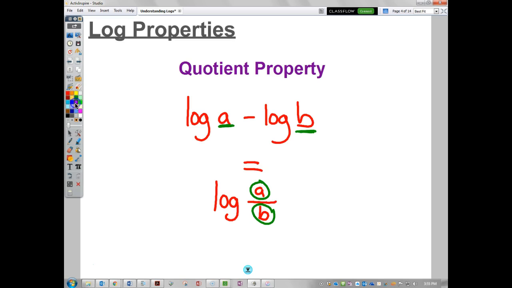Now, the most common mistake kids make is that they write log twice, like this, log of a over the log of b. Do not do that. That means something else entirely. So only use one log when using the quotient property.